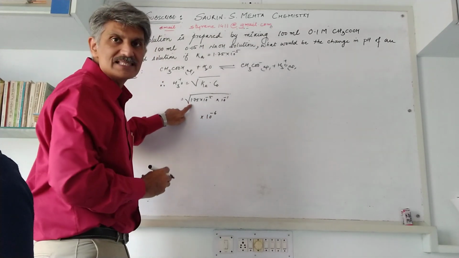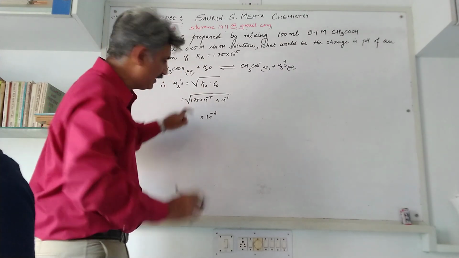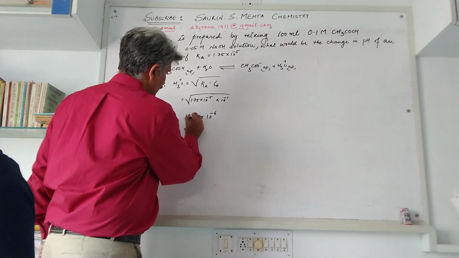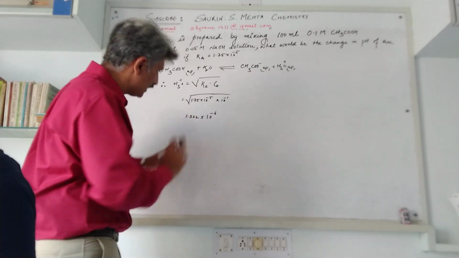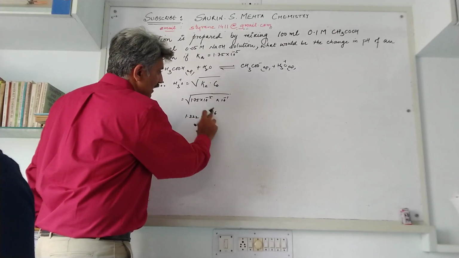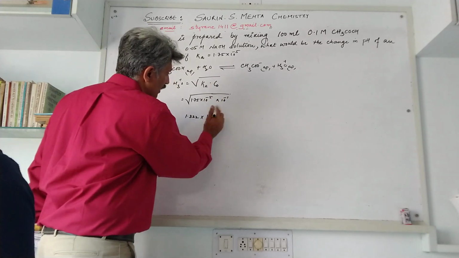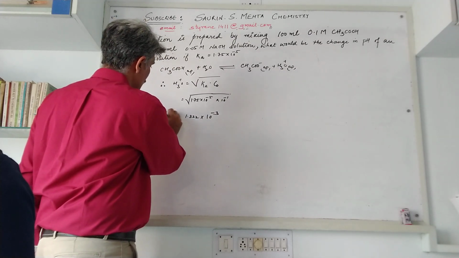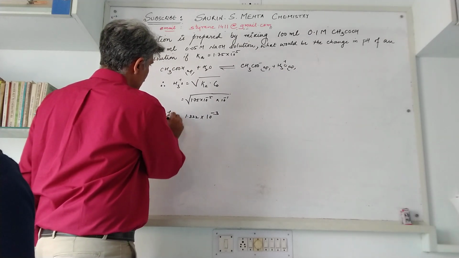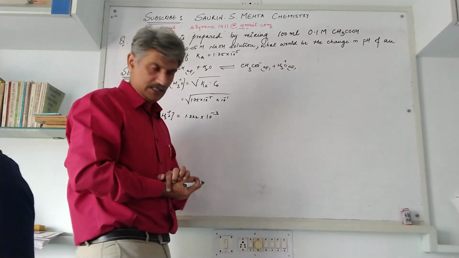And the square root of 1.75 comes to 1.322. Fine, so that is 1.322 into 10 raised to minus 6, with 10 raised to minus 6 within the root. If you remove the square root, it will be 10 raised to minus 3. So the H ion concentration for this acetic acid is nothing but 1.322 into 10 raised to minus 3.